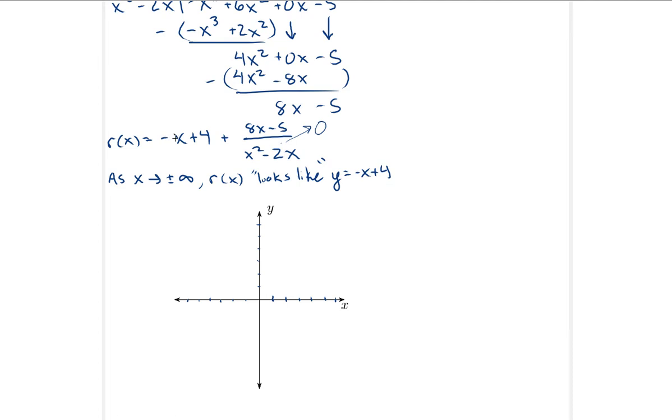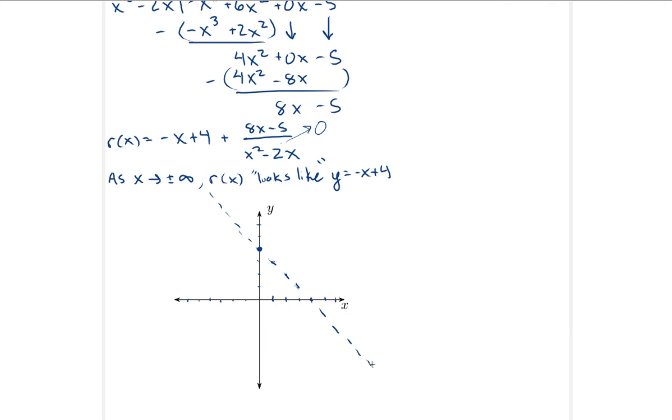Y equals negative x plus 4 means that I have a y-intercept of 4 and a slope of negative 1. So down 1 over 1, down 1 over 1. Right? We quickly get a nice picture of what this thing looks like. So this is an asymptote now, just like our horizontal asymptotes before, right? It's just that when the degree of the top is larger, we need to do polynomial long division.